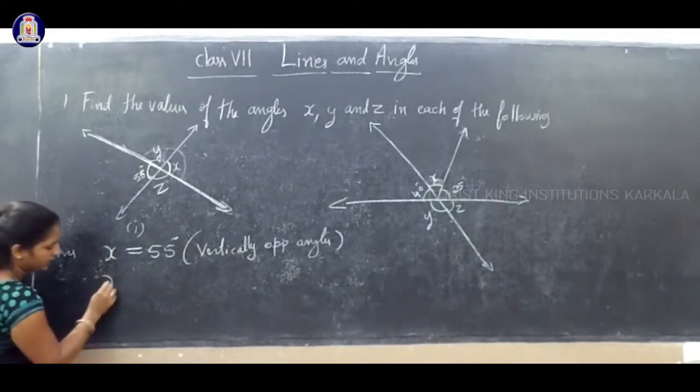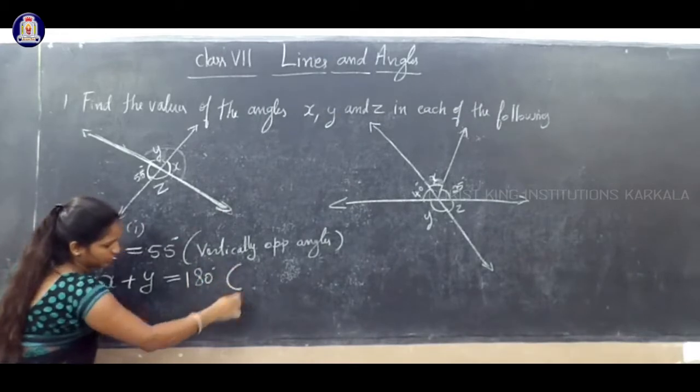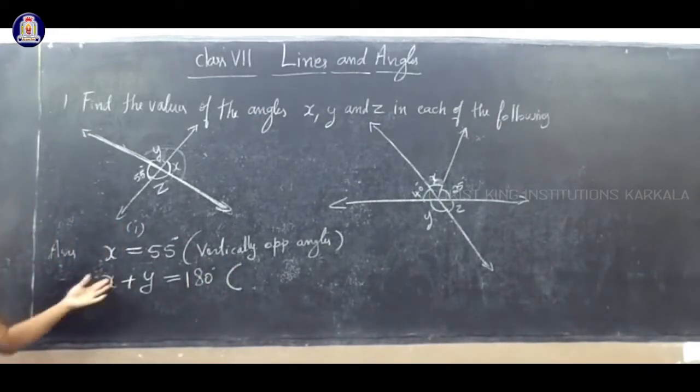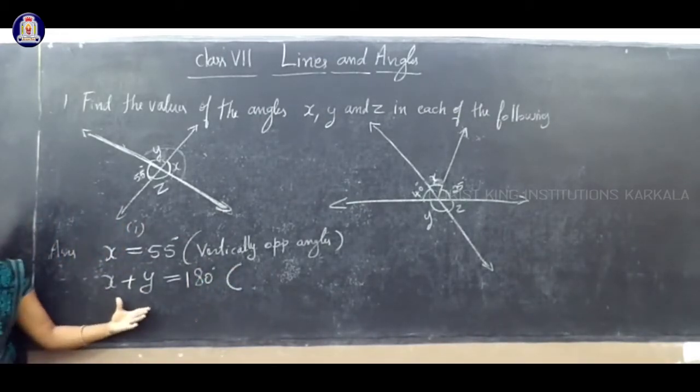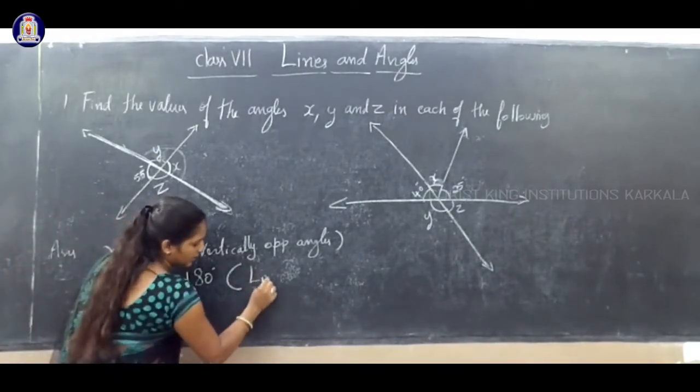So x plus y is equal to 180 degrees, but what is the reason? Simply we cannot say these angles are equal to 180. So write the reason: the reason is they are a linear pair.